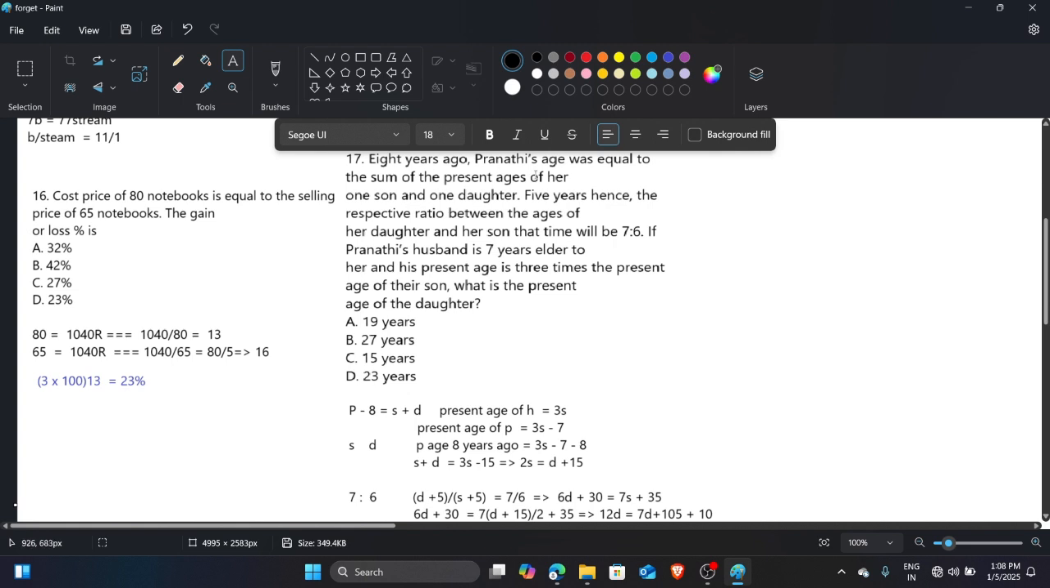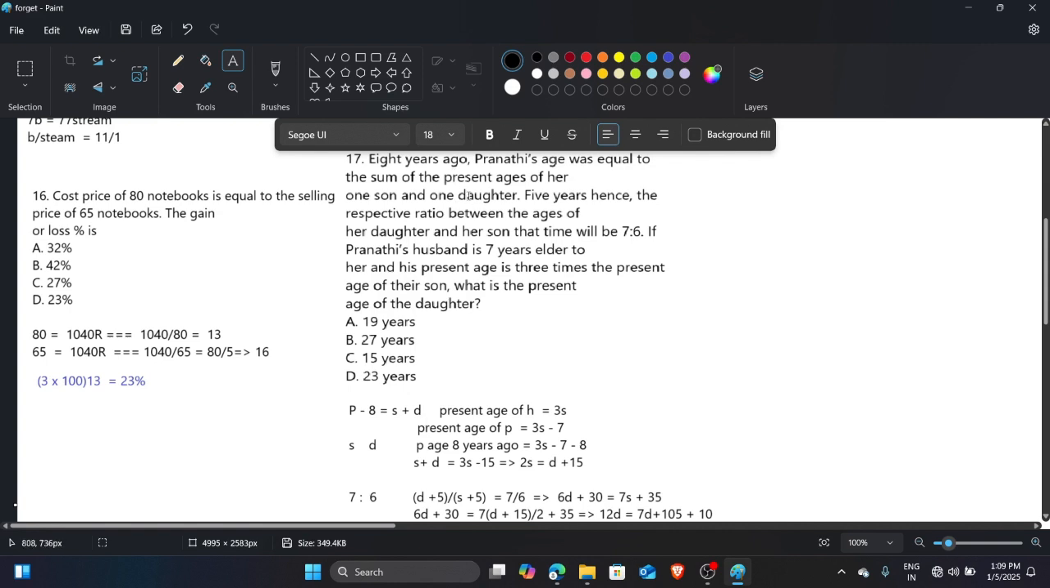So 8 years ago Pranati's age was equal to the present age of her son and daughter, the sum. So according to that, 8 years ago, we take the present age of Pranati as p, so we subtract 8, and the present age of the son is s, and the present age of the daughter is d. Now 8 years ago, p minus 8 is equal to the sum of the son's age and daughter's age, of their present age. So I take this as equation one.